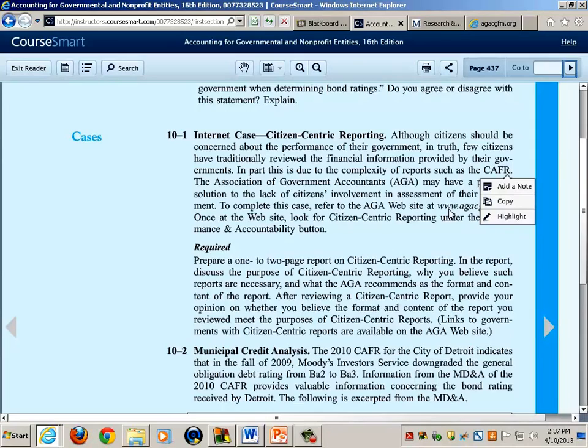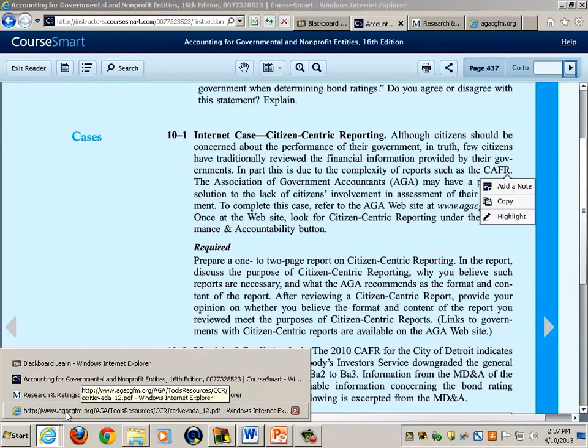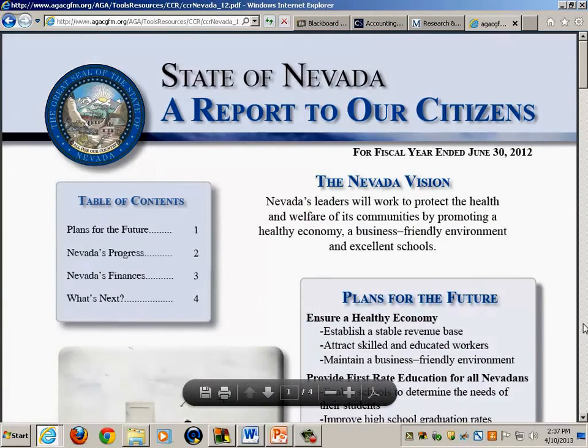The reason why I'm giving you this is, remember I spoke to you about the popular report before, the condensed report? The Association of Government Accountants has its own report, a very short report. It's called a citizen-centric report. I'm going to show you a copy of the citizen-centric report for the state of Nevada. Is anybody doing a CAFR on Nevada here? No. Okay. So this is a report on the state of Nevada.